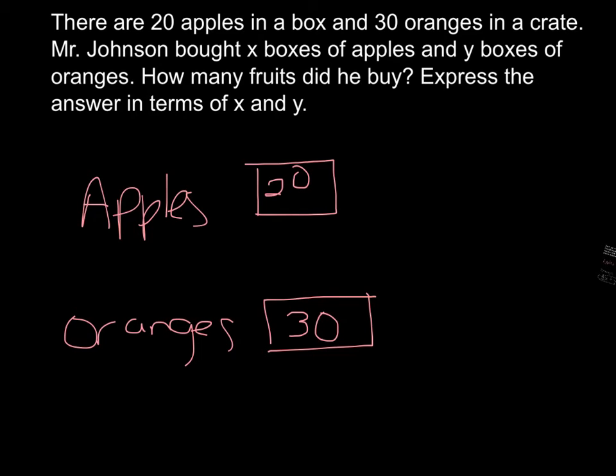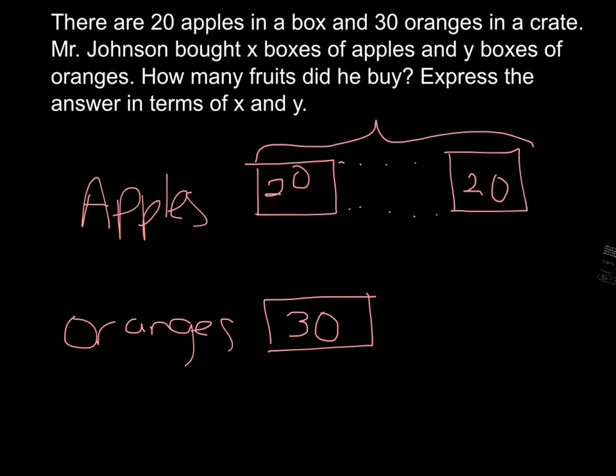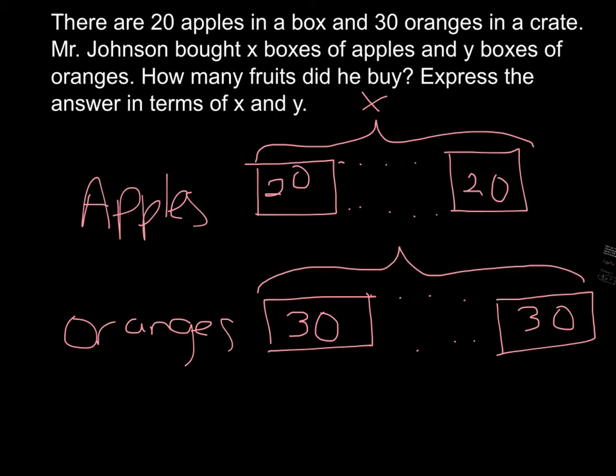So the trouble we're going to run into, I think you'll recognize, is I don't know how many boxes to draw. And so here's what I'll do. I'm going to put a dotted line. Now every box on this line is 20. What I don't know is the number of boxes, so I'm going to call that X. And for oranges, it's the same situation. I don't know how many crates of oranges I have, so we're going to call that number Y.